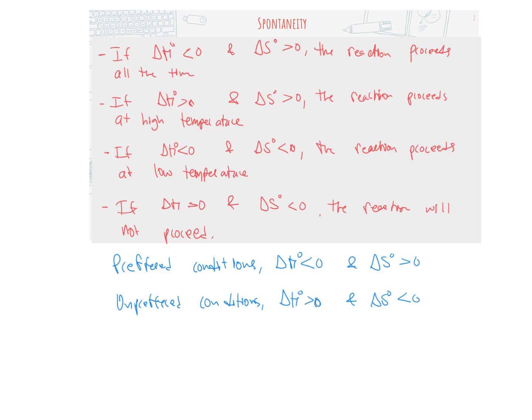Of course, you notice in the situation where both of them are preferred, delta H is less than 0 and delta S is greater than 0, the reaction always goes. If one of them is not preferred, then you have either high or low temperature, and if both of them are not preferred, then the reaction does not happen.